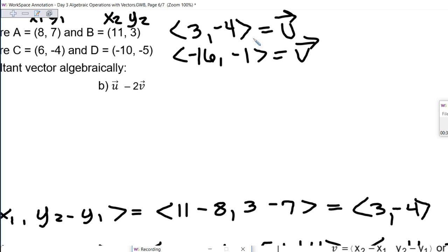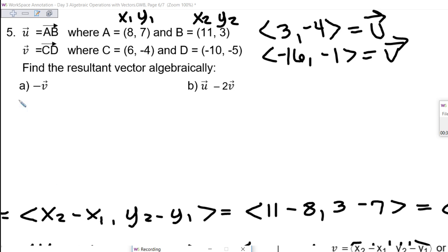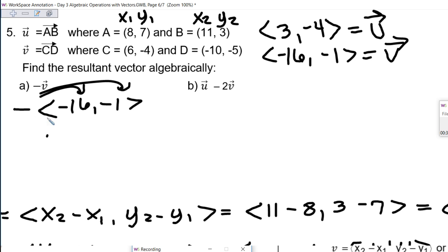So now that we have component form, we're ready to do those algebraic operations. For part A, it's just negative vector v. So we'll have negative, and then vector v, the one we just found, negative 16, negative 1. Distribute the negative. What's the answer? 16, 1.